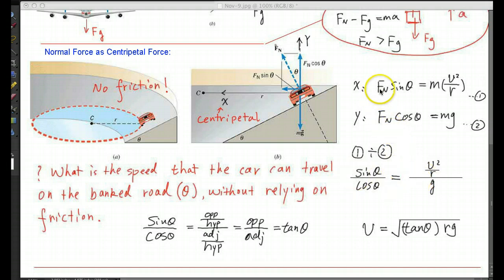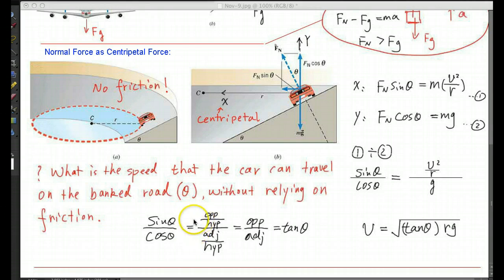As a result, you can cancel the Fn, and you leave sine theta over cos theta. On the right side, if you divide, you can see the m is a common factor and will be cancelled out. Here you just need to simplify. You should get v squared over rg. And finally, the sine theta over cos theta can be simplified into tangent theta.